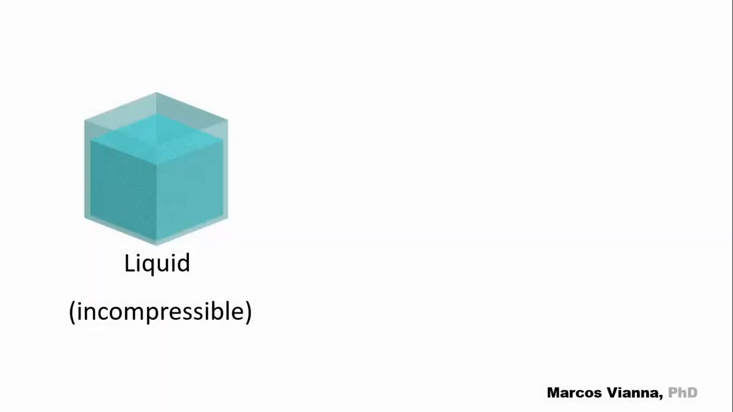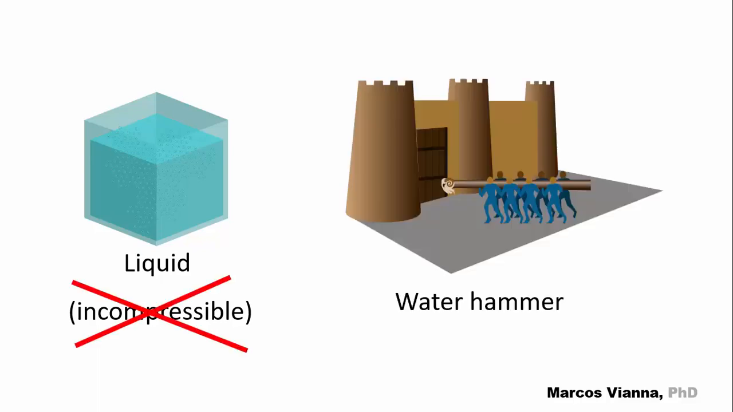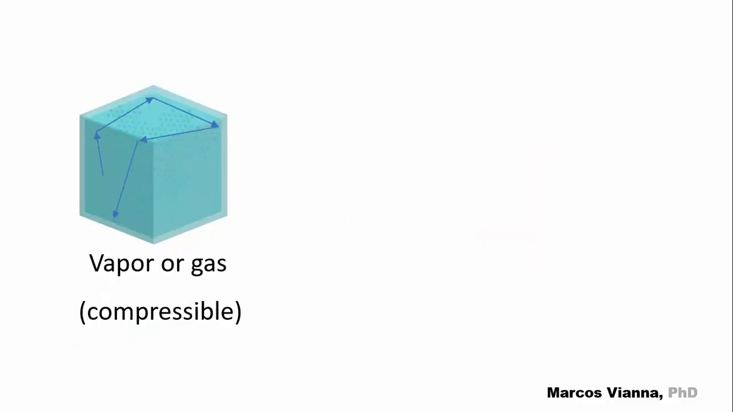In our last videos, we focused on incompressible fluids. This condition can be assumed in most practical applications for liquids. But there are important exceptions, as in the case of water transients in closed pipes. Water hammer is the typical example.